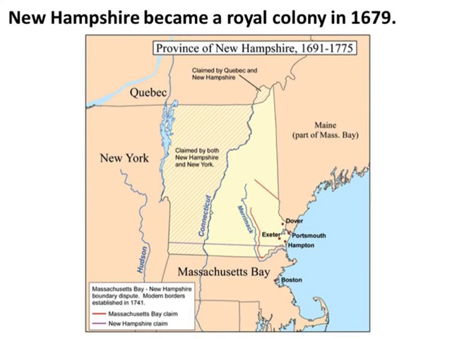New Hampshire became a royal colony in 1679. If you look at this picture, this is the colony of New Hampshire.